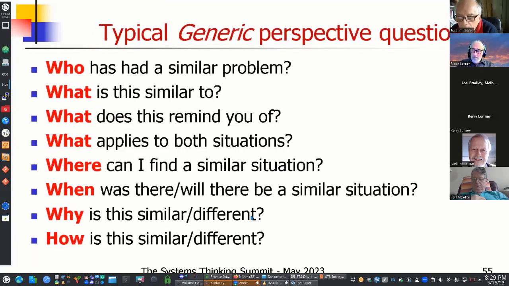And generic questions might be: who has a similar problem? What's this similar to? Does this remind you of? What applies to both situations? Where can I find a similar situation? Will there be a similar situation?